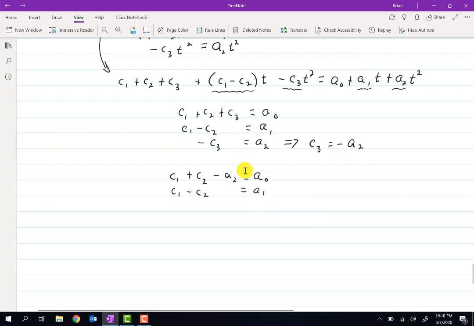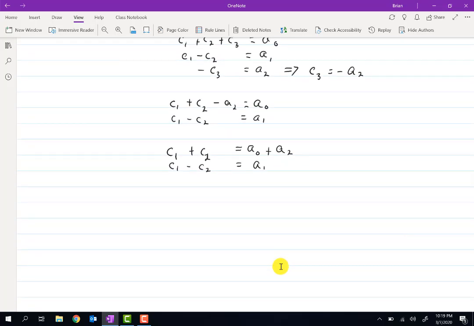I'll go ahead and add this a2 to the other side. So I'll get C1 plus C2 equals a sub 0 plus a2. C1 minus C2 will equal a1. Now I'll do exactly like I did before. I'm just going to add these two things together. And I'll get 2C1 equals a0 plus a1 plus a2.